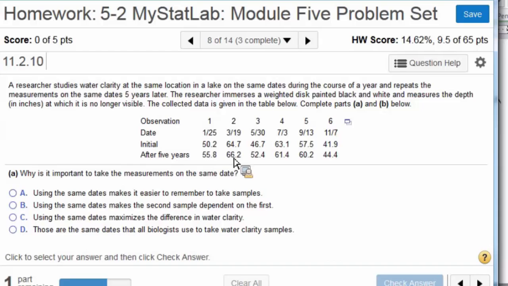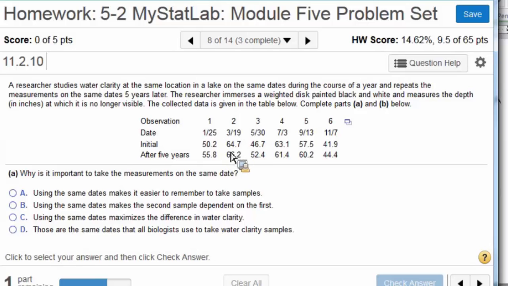If I take a look at this, it seems like the clearest water is in March. So March is clearer than May. So it makes a lot of sense to do it on the same days. Doesn't make sense to compare March of one year to May with another year. Right? It only makes sense to compare March with March, May with May. So exactly, Thomas, this is matched.